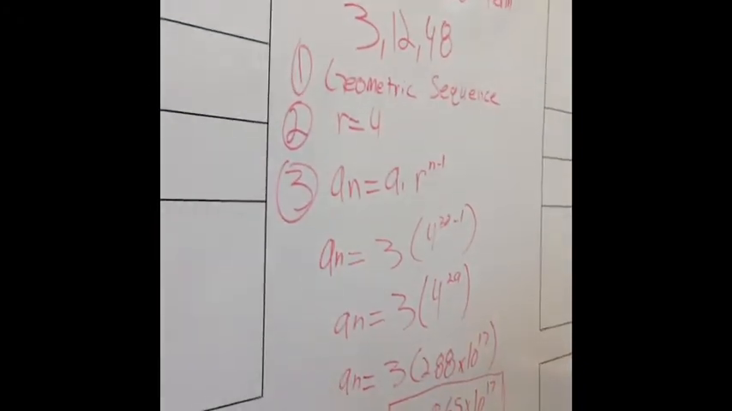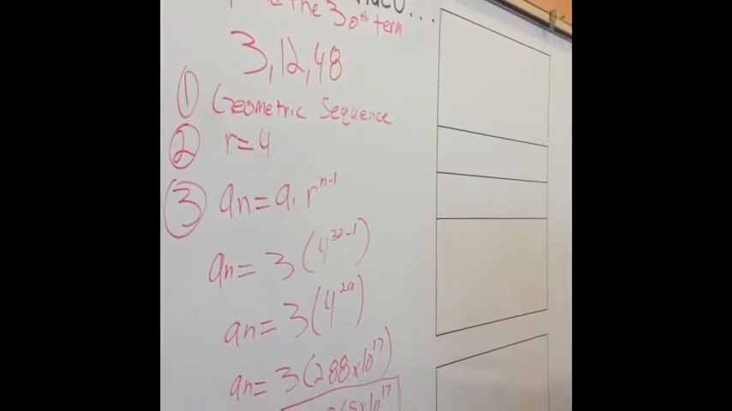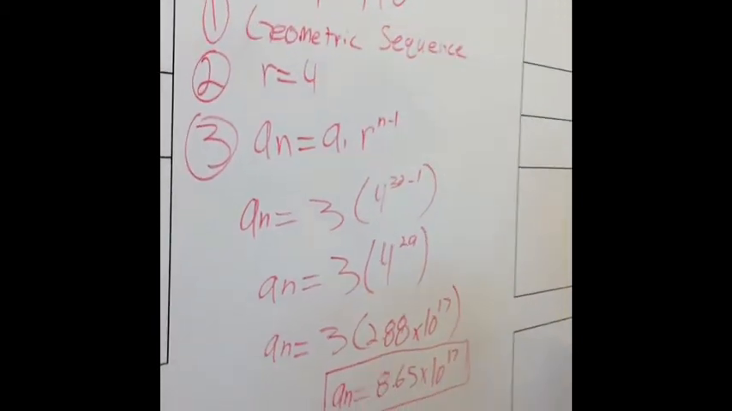So you multiply this by 3, and you get 8.65 times 10 to the 17th power.